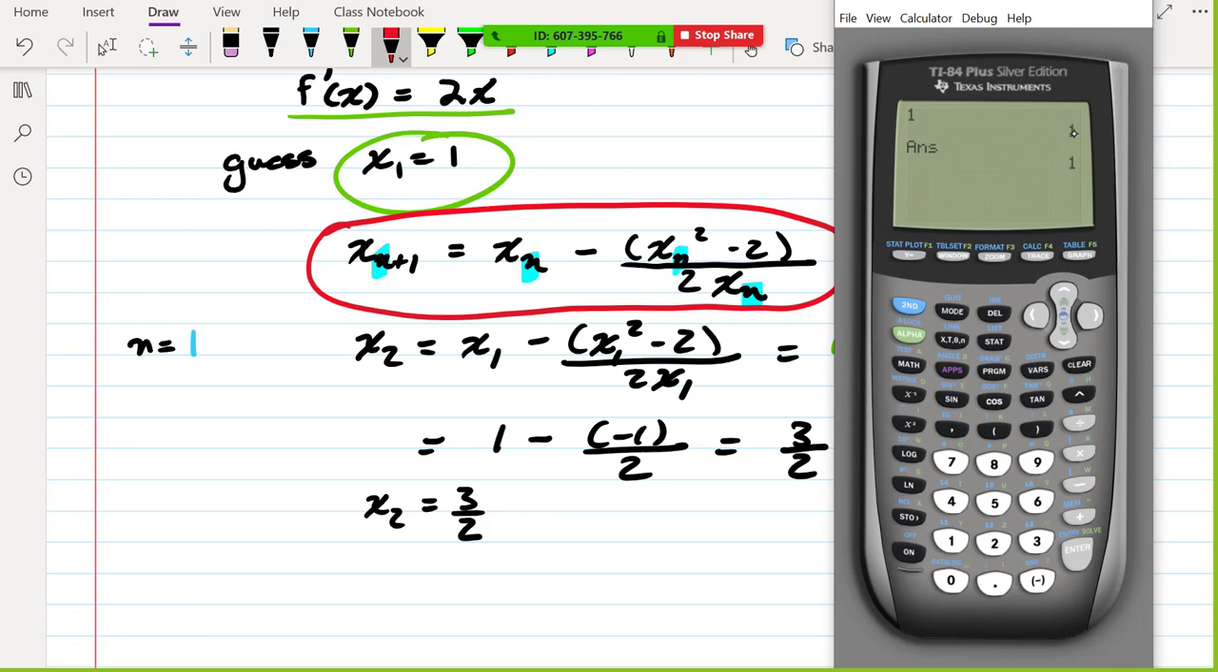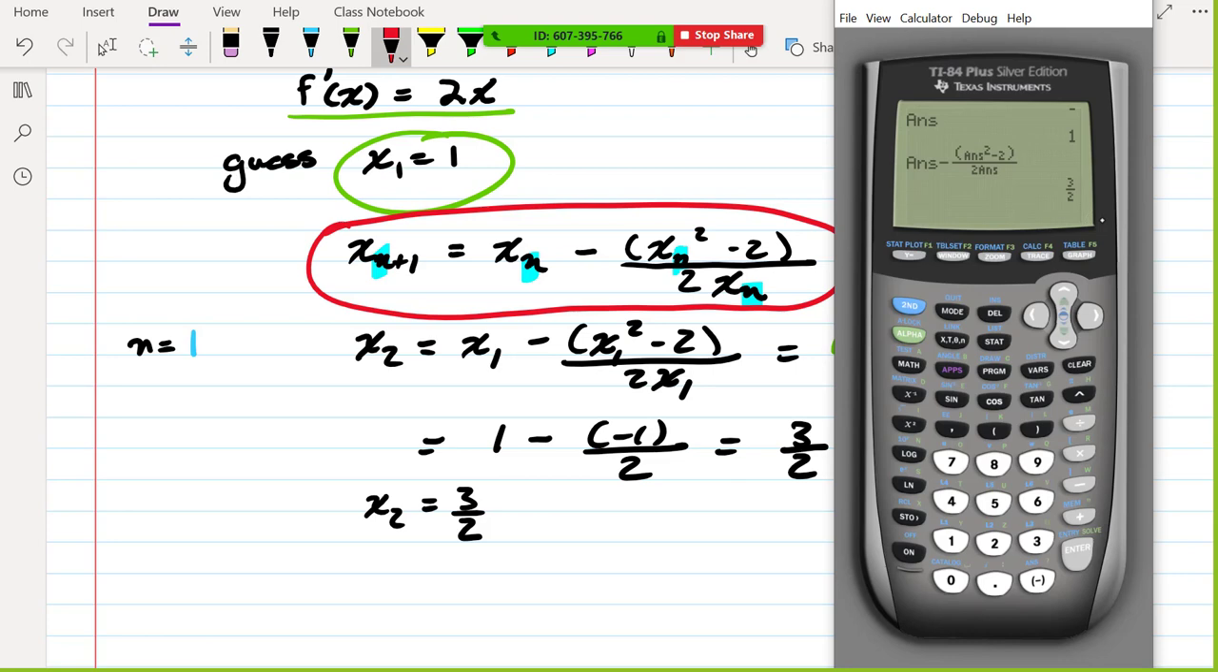So our next value, x sub n plus 1, is equal to x sub n. So basically, everywhere in this formula where we see an x sub n, we are going to replace it with answer. So we're going to go second answer minus, and then we grab our fraction, and then parenthesis, we have our answer, but we need to square it, minus 2, close our parentheses, over 2 times answer. And now when I press enter, notice my calculator gives me 3 halves, which is what we got when we did this manually.